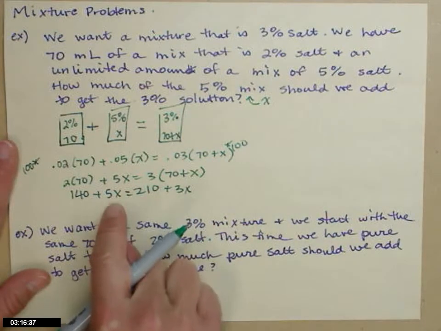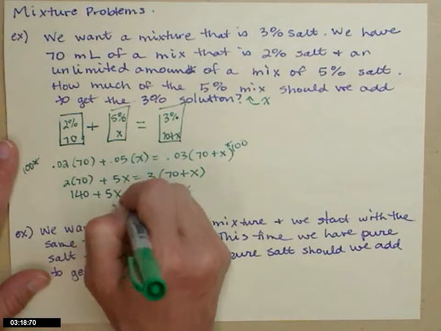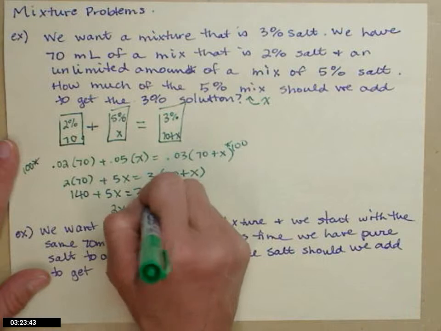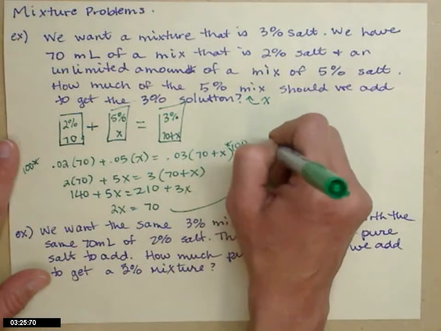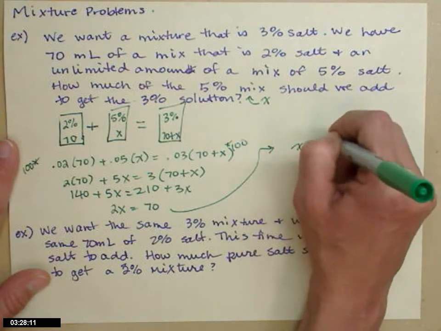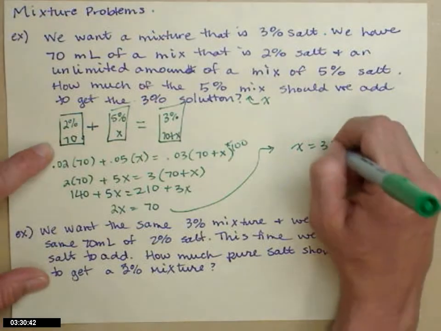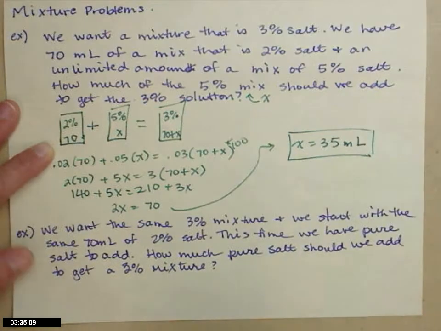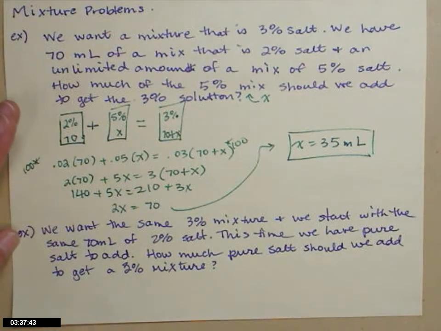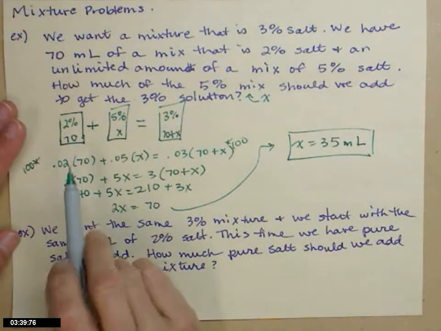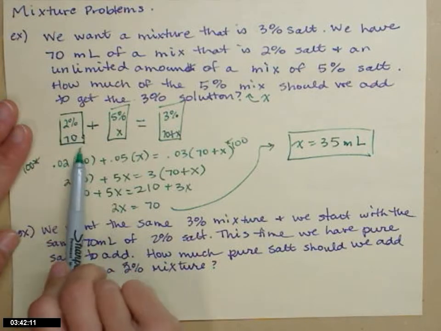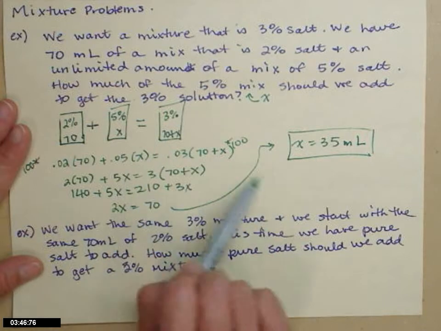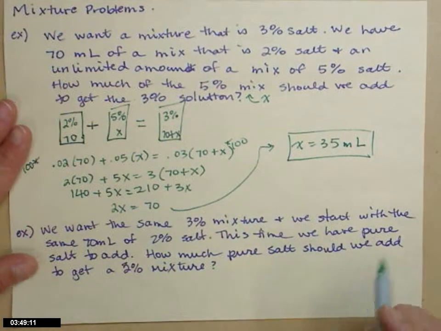Subtract 3x from both sides to get the x terms together. Subtract 140 from both sides to get the constant terms together. And then finish by dividing both sides by 3 to get x all by itself. Since I started in milliliters, everybody is in milliliters, so we'll go ahead and put our units on. So we need to add 35 milliliters of a 5% solution to the 2% solution that we had in order to get to a 3% solution that would be 105 milliliters altogether.